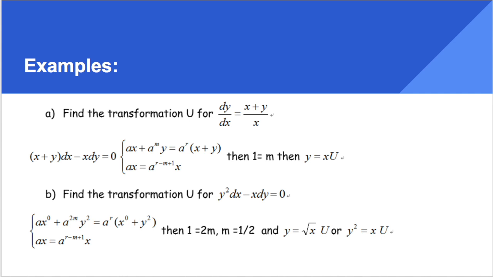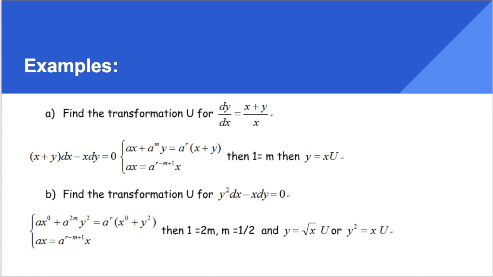For problem A, first, we change p of x, y to p of ax, a to the power of m times y, which is equal to a to the power of r times x plus y, and we also change q of x, y to the transformation as we discussed in the previous slide. Then, we get the system of equations as shown in the slide. Looking at only the p of x equation which transformed, to factor out a, m must be equal to 1. Then, we can get y equals x times u, and substitute it into our original equation. Then, we get a differential equation which can be solved by separation of variables.